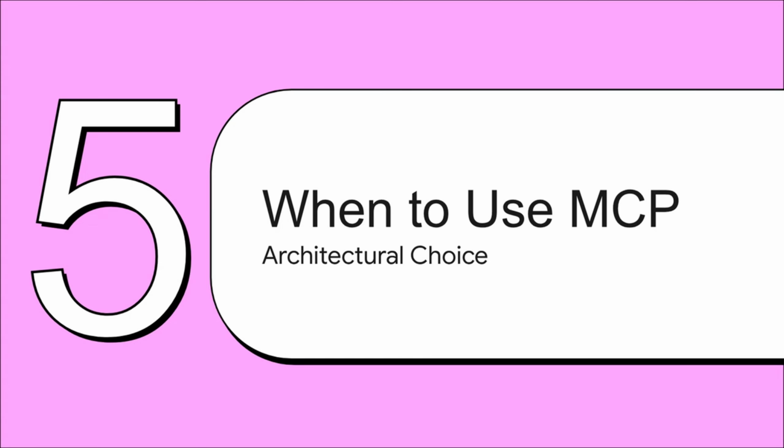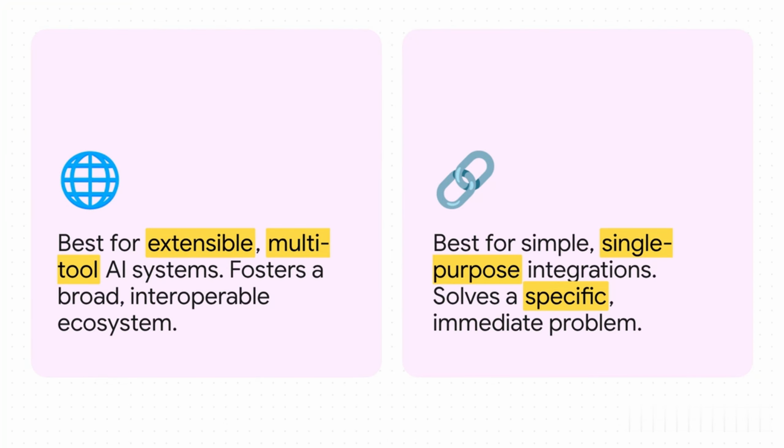Okay, so now that we know what it is and how it works, let's get to the really important part, making the right architectural choice. When should you actually use MCP? Look, it really comes down to a trade-off. If you're just doing a simple, single-purpose integration, yeah, a direct SDK or API call might be faster to get going. But if you're building a real, extensible AI system that needs to connect to lots of different tools, now and in the future, MCP is a no-brainer. The benefit is that it's standardized, pluggable, and discoverable, which is exactly what you want for an ecosystem.